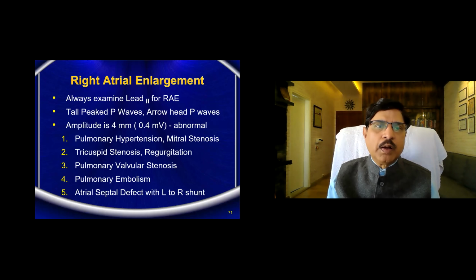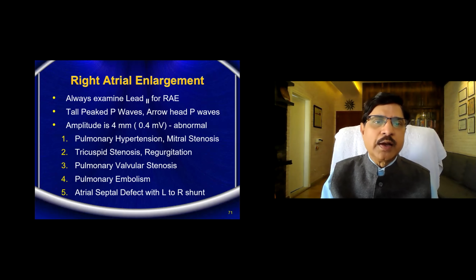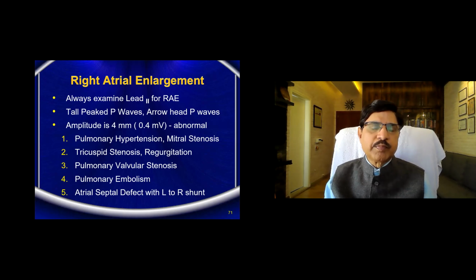Always examine lead 2 for right atrial enlargement and V1 for the left atrial, because for atrial enlargement, two leads, lead 2 and V1. Tall peaked P waves, arrowhead P waves, amplitude 4 millimeters or 0.4 millivolts is abnormal. On seeing this, clinically you must know what conditions produce right atrial enlargement.